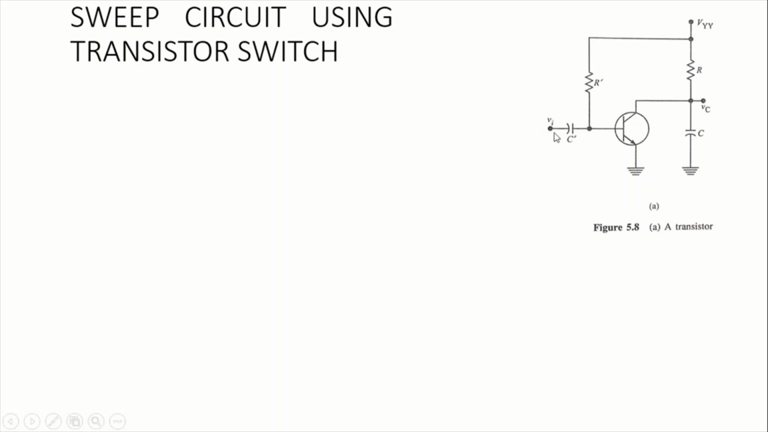Now what about this input signal? This input signal is a pulse signal which can be a signal from the output of a monostable circuit. If this input signal is the output of a monostable circuit, then this circuit can be called a triggered sweep circuit, and this input may be the output from an astable circuit. So if this input signal is coming from the output of an astable circuit, then this circuit can also be called a free running sweep circuit.